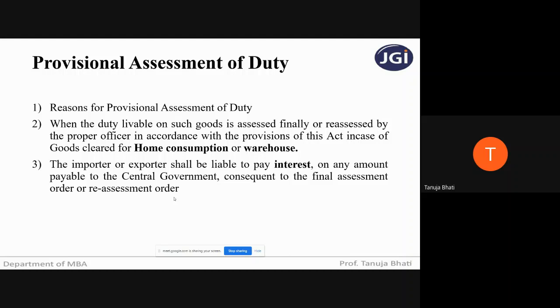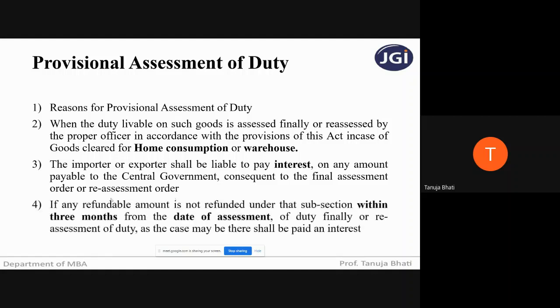Now, what is the rate of interest? That rate will be fixed by the central government from the first day of the month in which the duty is provisionally assessed till the date of payment. So for what period will the interest be calculated? From the first day of the month in which duty is provisionally assessed, not self-assessed, provisionally assessed, till the date of payment, the interest is to be paid and the rate will be fixed by the central government.